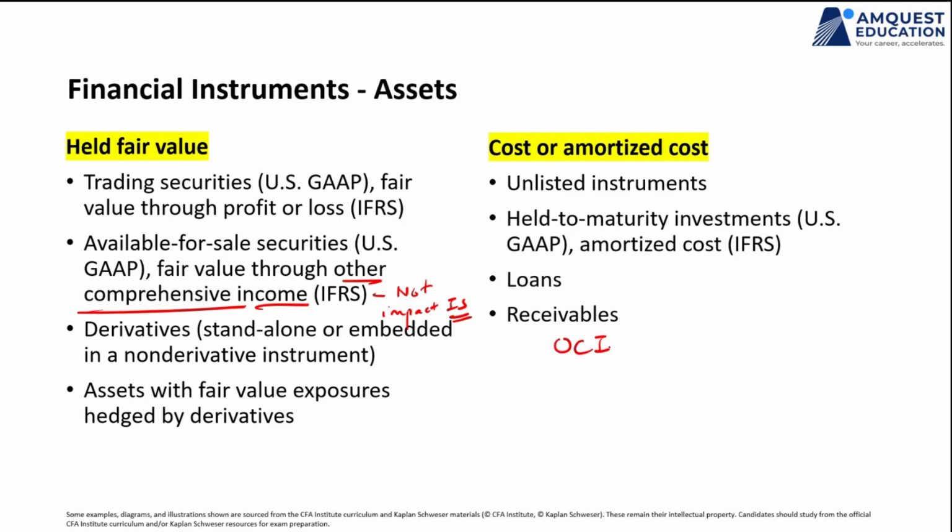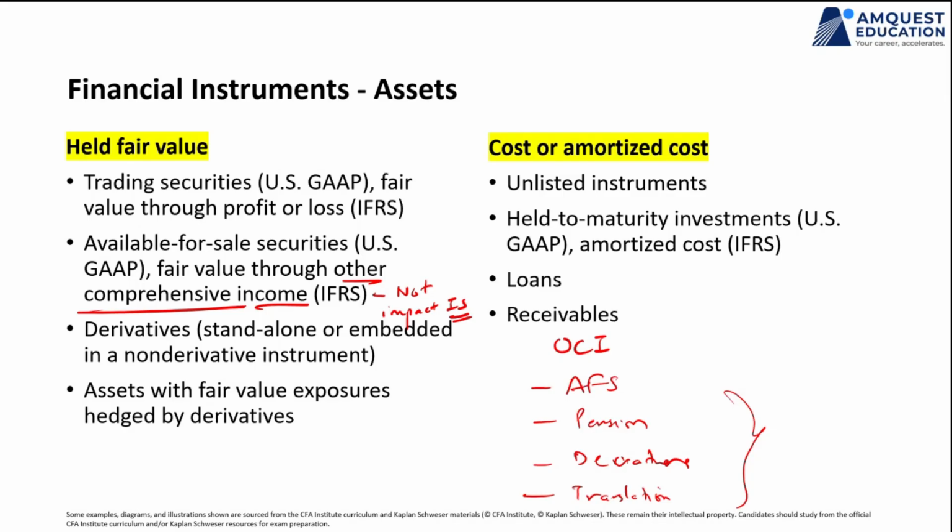When we did the first session, we said there are 4 elements in OCI. There is available for sale securities, there is pension related adjustments, there is derivative related adjustments, and there is translation adjustments. So only these 4 things are visible in your OCI bucket.